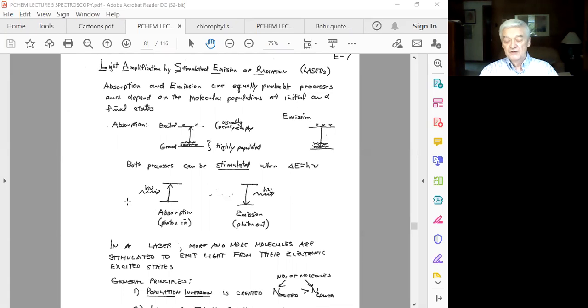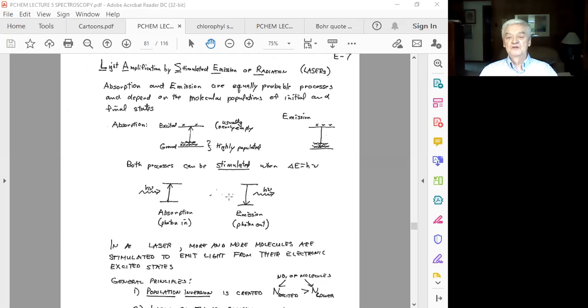So absorption we've talked about over and over again. We shine in a photon, energy h nu. We have conservation of energy. The molecule or atom gains this much energy. This diagram is a little bit missing. It looks like I whited something out, but then I didn't fix it.